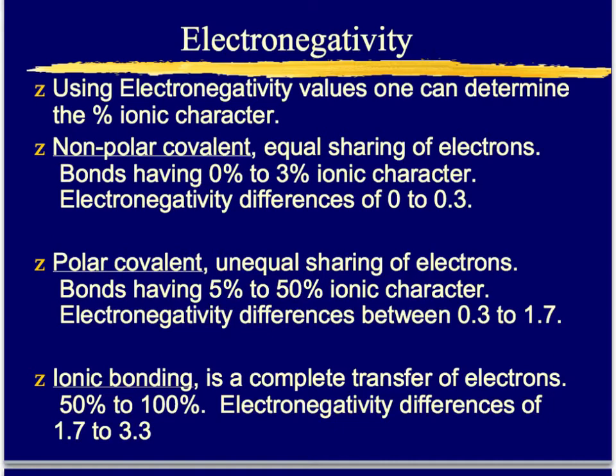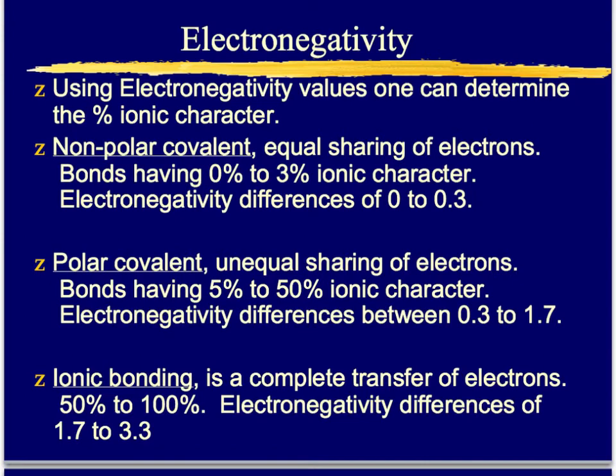On the other hand, if we have something between 1.7 and 3.3, so really pretty much as big as you can get here, so if your difference in electronegativity is 1.7 or bigger, we're definitely going to have an ionic bond. And this is a complete transfer of electrons, meaning that we have a 50% greater ionic character, and we already talked about these electronegativity differences.